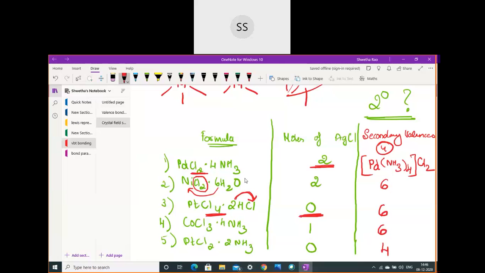Now here you see cobalt, 1 mole is getting precipitated out. That means 1 chloride ion you can take out. Remaining will be 2 chlorine plus 4 ammonia molecules. So how much will it be? 6. Very good. Okay, so it will be 6. Last one, at least you all tell now. Secondary valencies are 4. Yes, correct. 4.